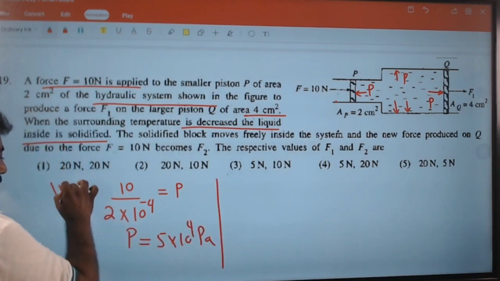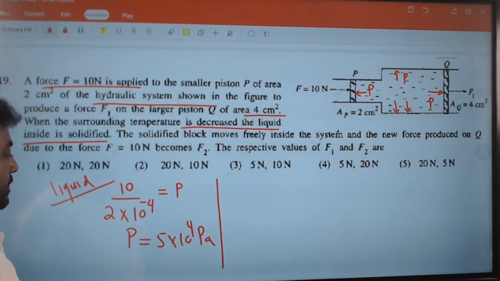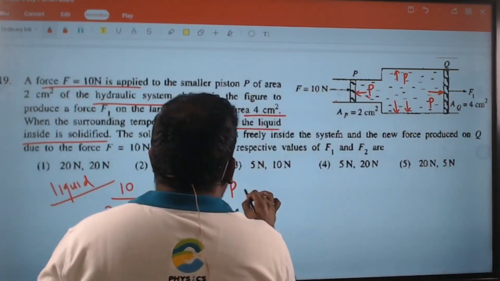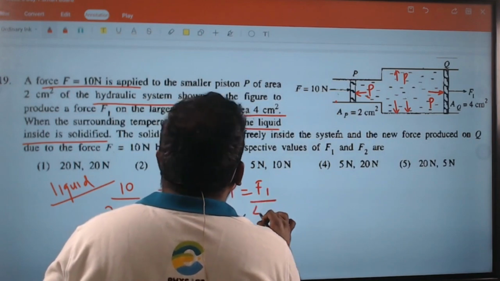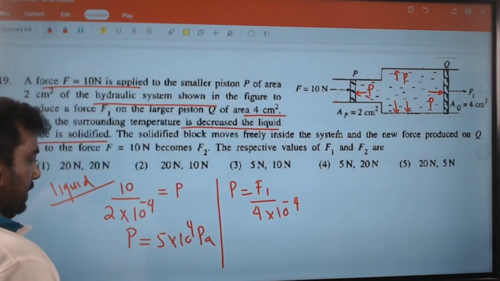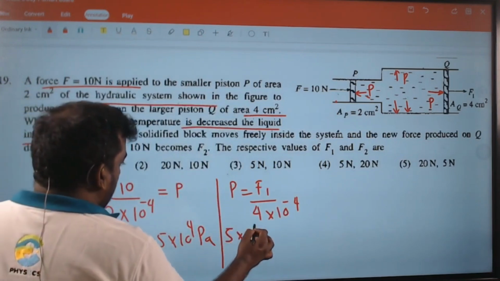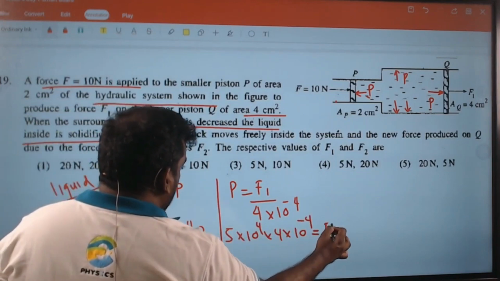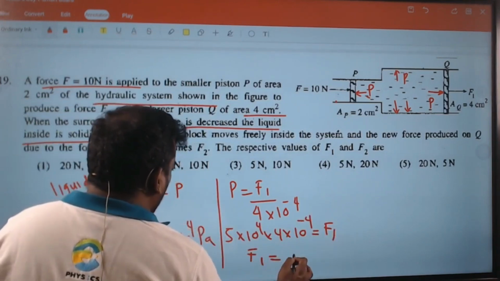Here pressure same. Pressure equal force over area, 4 centimeters squared converted to meter squared. Pressure is 5 times 10 to the power 4, area 4 times 10 to the power minus 4. F1 can be found. F1 is 20 Newton.